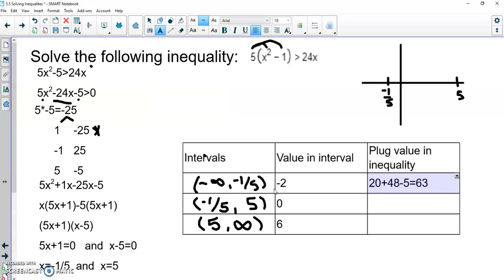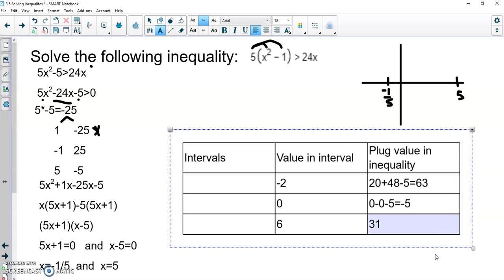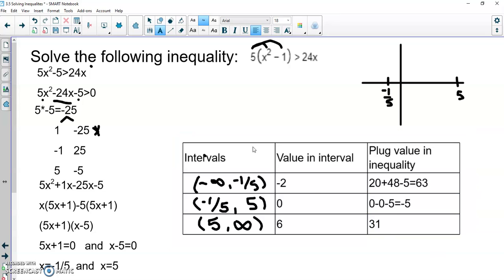Next, plug in 0. 0 squared is 0. 0 times 5 is 0. -24 times 0 is 0. Then I have -5. 0 minus 0 minus 5 gives me -5. And then last but not least, plug in 6. Hopefully you can trust me on that. When you plug it in, you'll get 31.